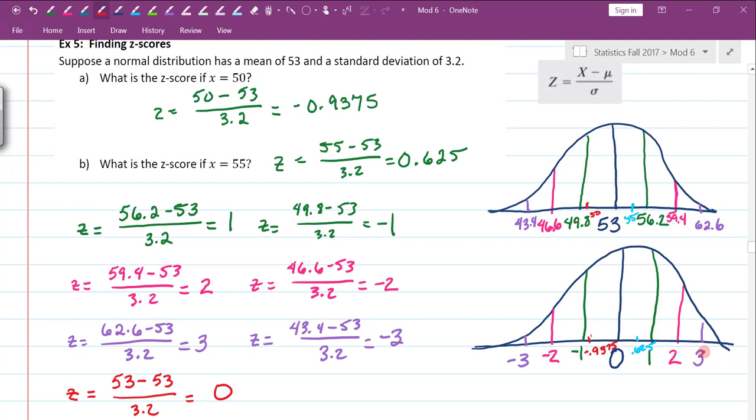That's what we're doing. So what is the z-score for 50? That was the original question. A negative 0.9375, which I plotted right there. What is the z-score for 55? When I standardized it, it became 0.625, which I plotted right there. And that makes perfect sense. My x value is greater than my mean, therefore it's to the right. Here my x value is below my mean, and so it's going to be negative and to the left of my mean. Okay, let's practice some more.